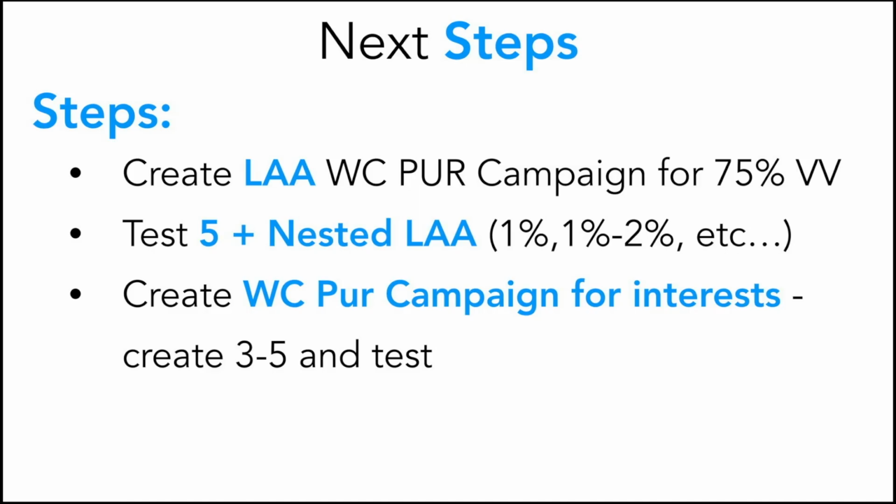So just create all those and test them using a CBO website purchase campaign. So that one is going to be its own separate campaign. And on top of all this, we're also going to create website purchase campaigns for single interest targeting. So you can go back to the interest that you were using before, whatever that may be, and create 3 to 5 and test.